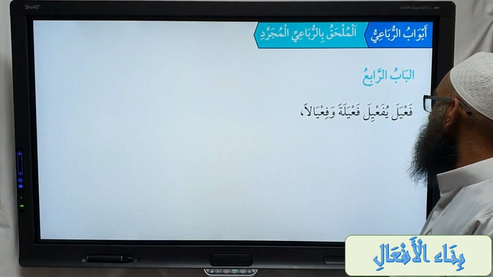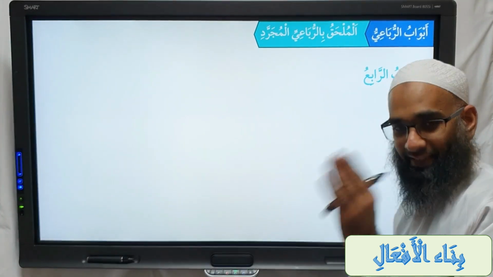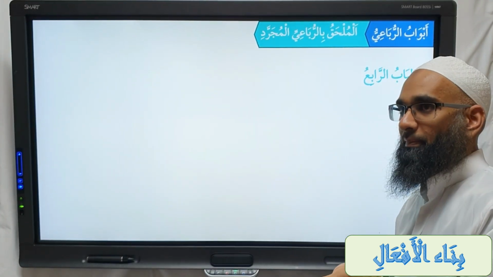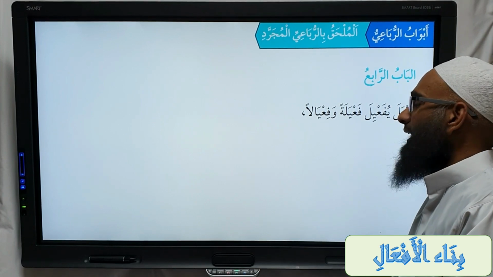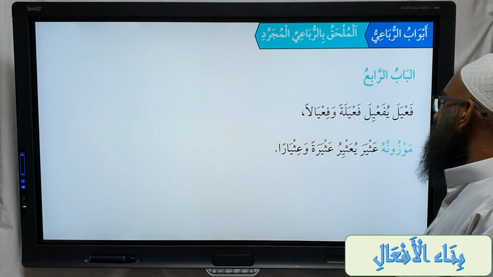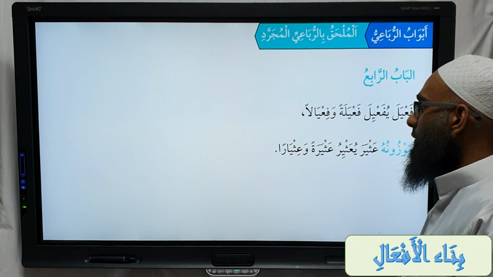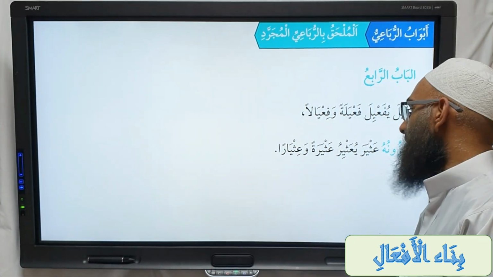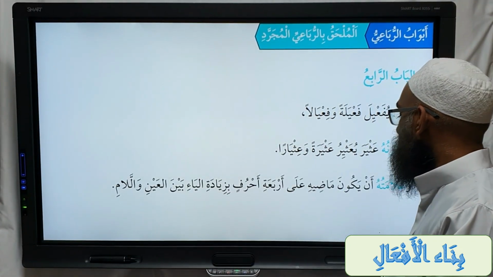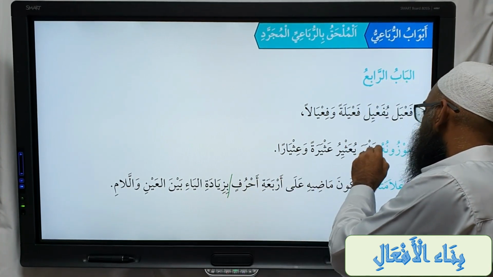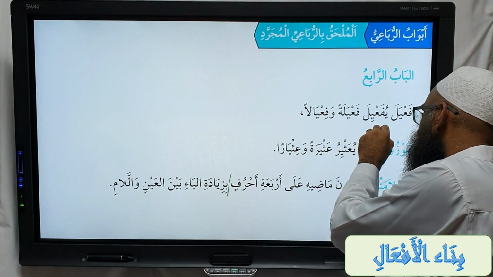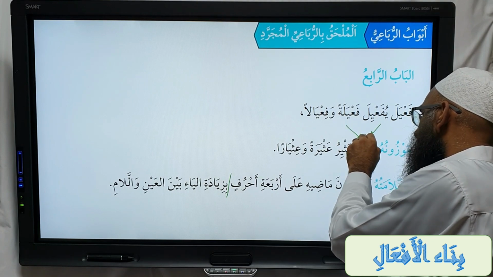The fourth pattern is now what? Guess. The ya between the ain and the lam. Yes. So fa'yala, yufa'yilu, fa'yalatan wa fi'yalan. Okay? Its example: a'thayara, to come across something. Okay? Its sign is that its madi is on four letters. Same as normal. But you have an extra ya between the ain kalima and the lam kalima.